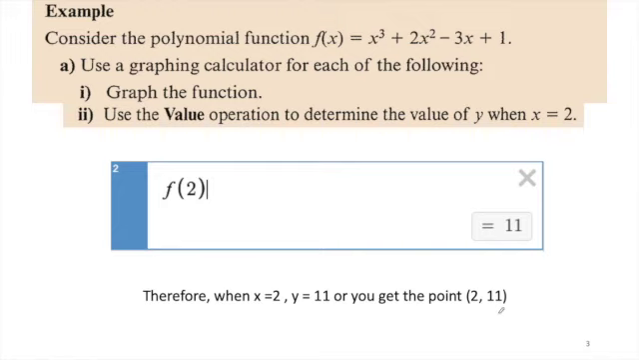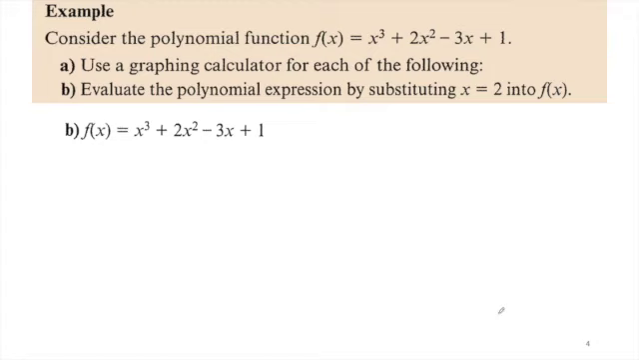Okay, however, I also want you to be able to evaluate it by substituting x equals 2 into f of x. So for f of x, we have x cubed plus 2x squared minus 3x plus 1. And then you're going to just sub in 2 there. So you're going to go f of 2. And then you're going to do 2 cubed plus 2 times 2 squared minus 3 times 2 plus 1. So every time you see an x, you put a 2 in there.